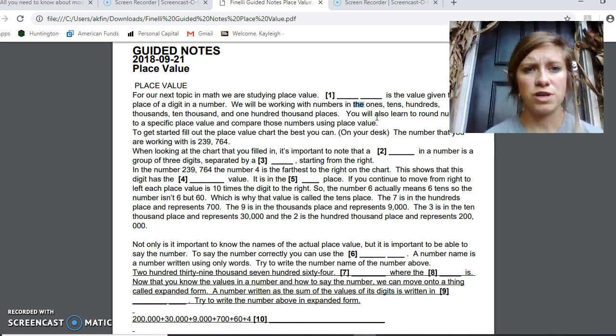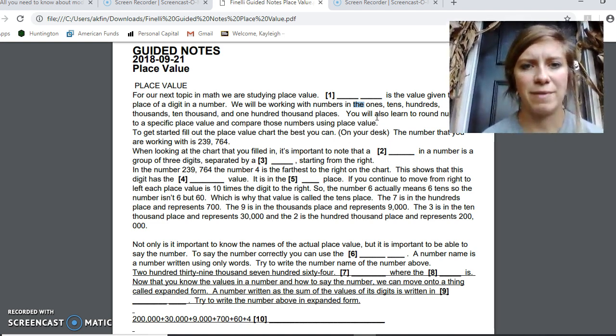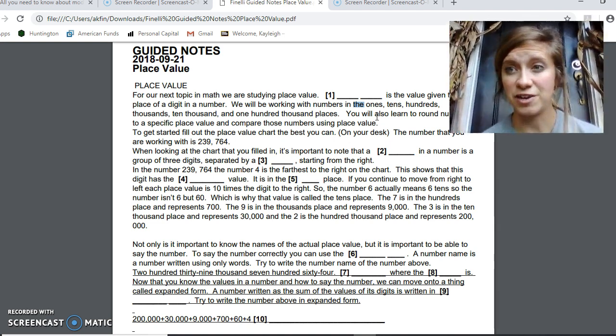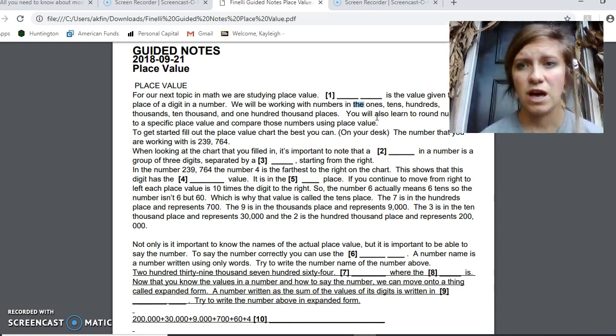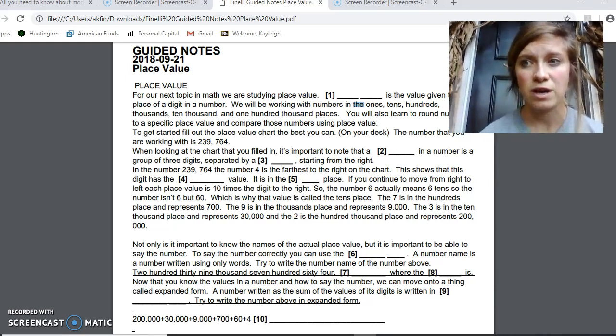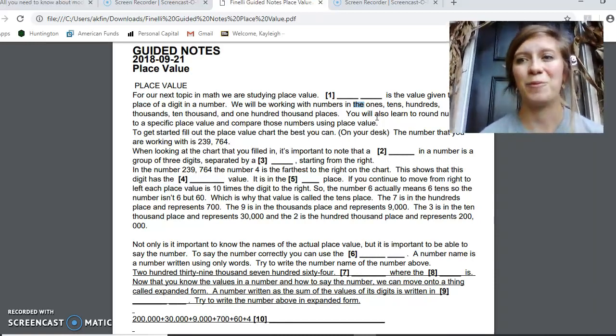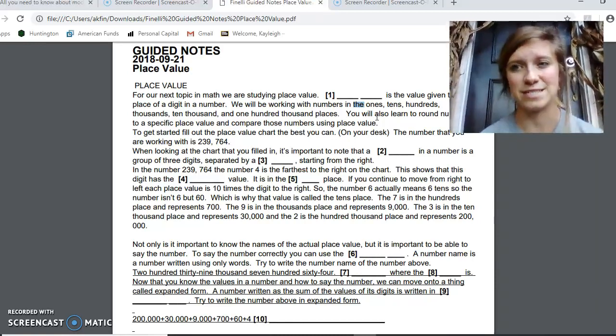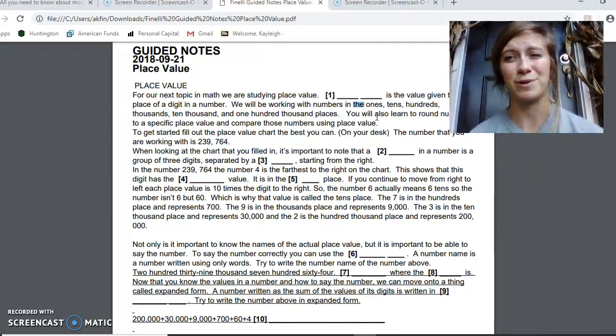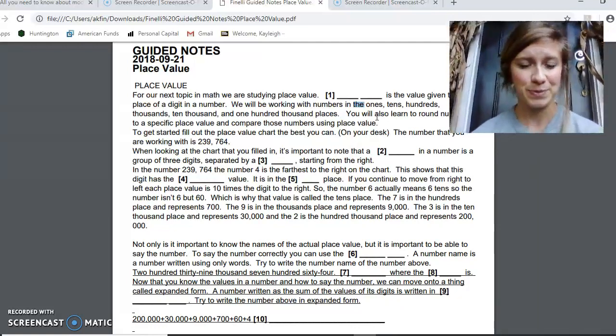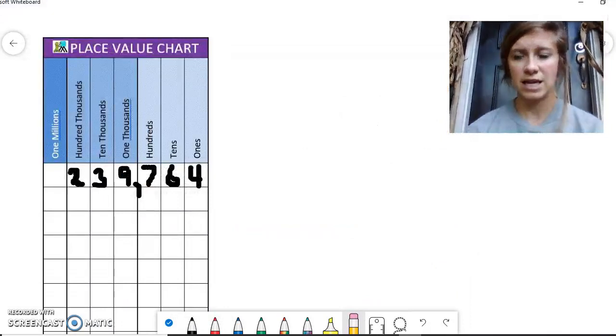So if you could start out by filling out your place value chart that's on your desk to the best you can. The number that you are working with today is 239,764. If you could write that number into your place value chart, we can continue on with the rest of the lesson, because that's the number we're going to be working with all day today. So your number should look like this.